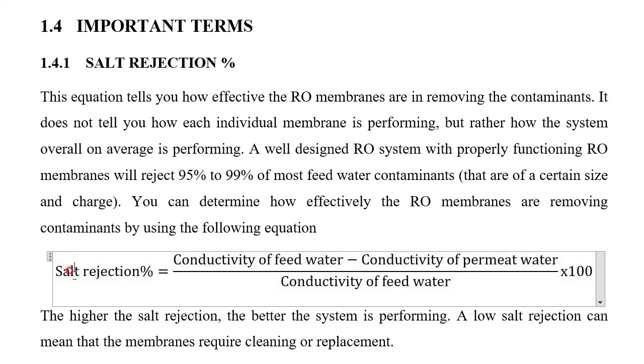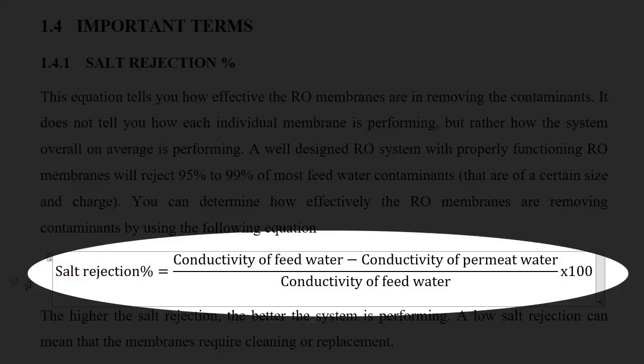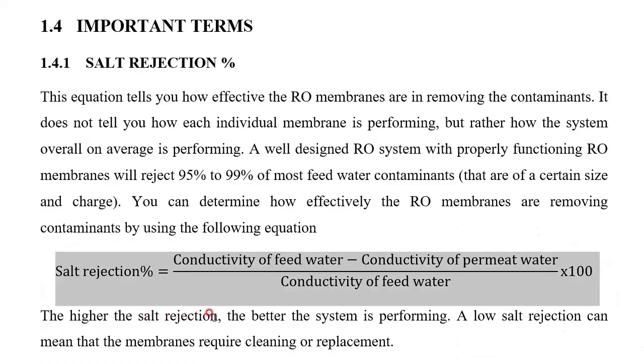So here is a formula. Salt rejection, the higher the salt rejection, the better the system is performing. So if the system rejects more salt, that is, if the salt rejection percent is more, the system is very good. And if the salt rejection is very low, then the membranes are either damaged or they require cleaning. So we have to understand this and take care of the membranes.